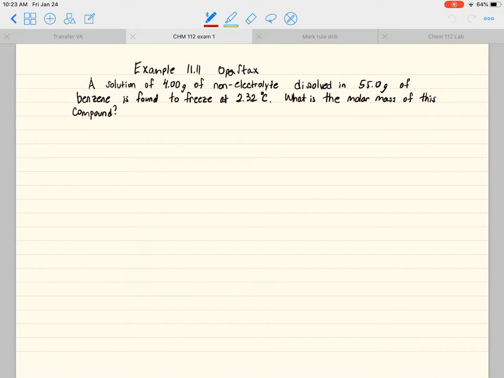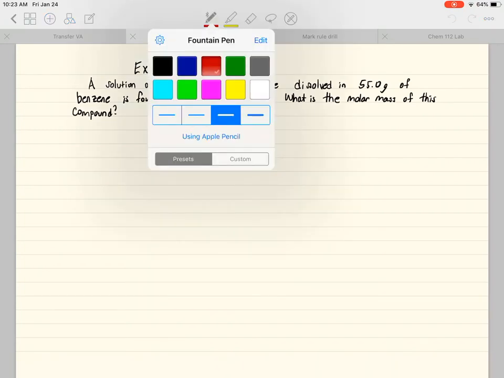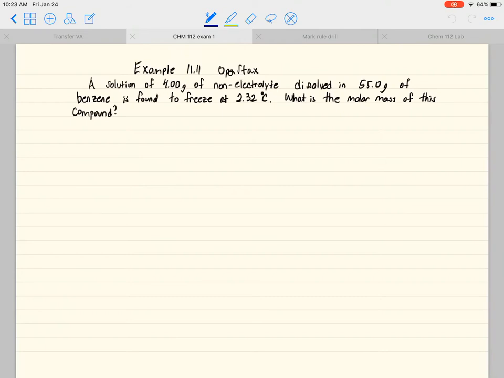So we've got a solution, and we know we have 4 grams of a substance, and we know we have 50 grams of benzene. And we know what the freezing point is. What is the molar mass of this compound?